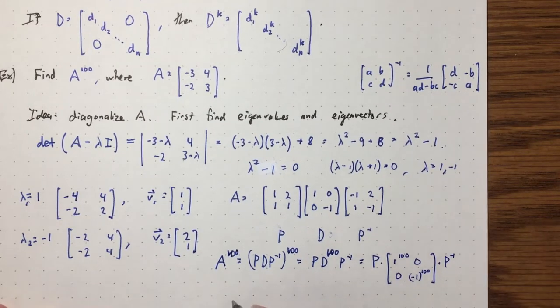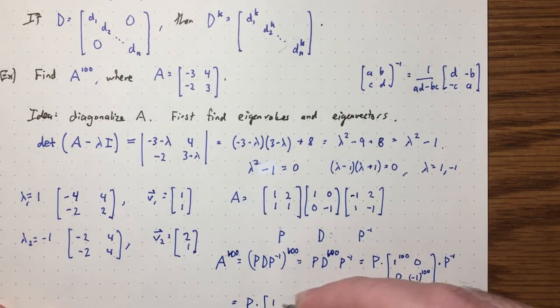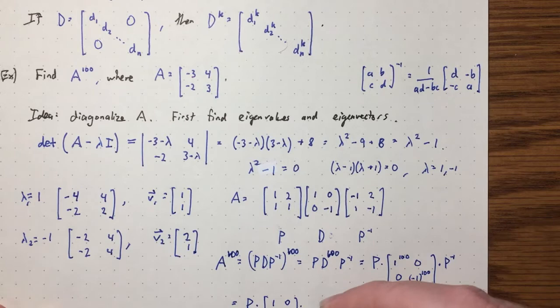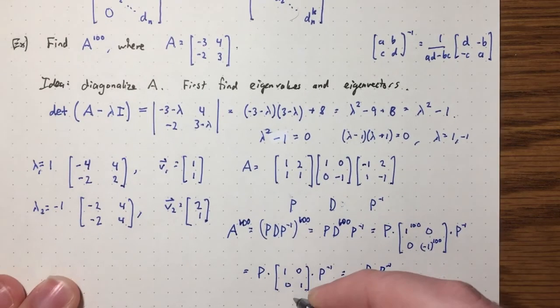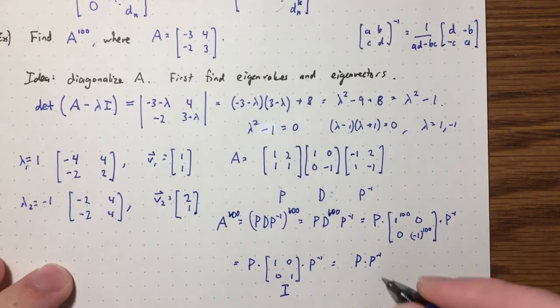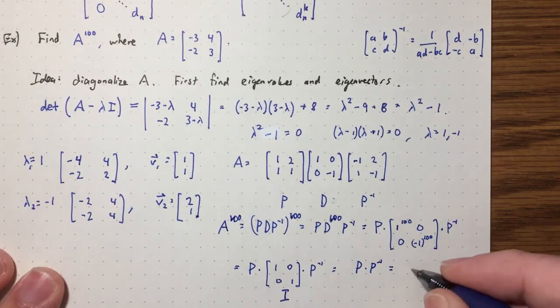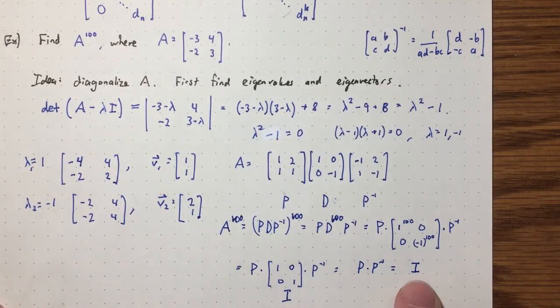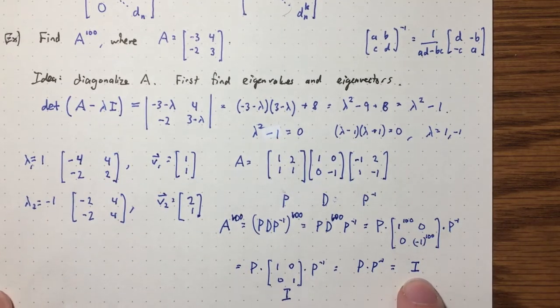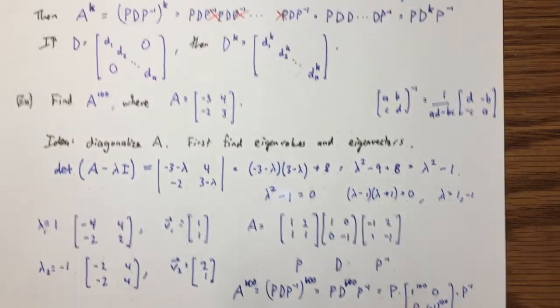So actually what we get here is something really nice. It's just P times 1, 0, 0, 1, the identity matrix, times P inverse, which is P times P inverse, right? Because this is the identity matrix. And P times P inverse is, again, the identity. So apparently A to the 100 is the identity matrix in this problem. It's not always going to be true.